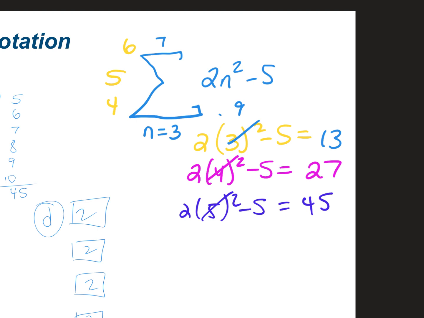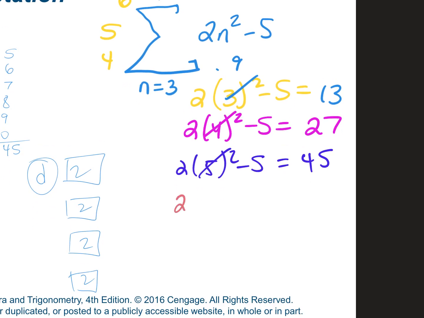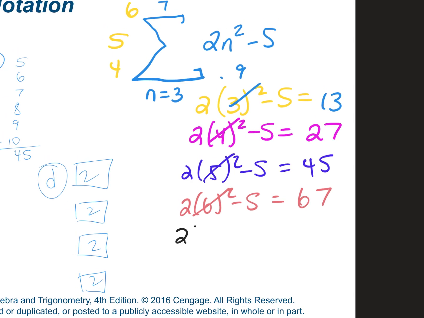Questions? All right, let's plug in 6 then. 2 times 6 squared minus 5. 6 squared is 36. Times 2 is 72. Minus 5, 67. Okay. And then lastly, ladies and gents, I'm going to stop with 7. So 2 times 7 squared minus 5. 7 squared is 49 times 2, 98. Good. Minus 5. How much? Okay, 93.